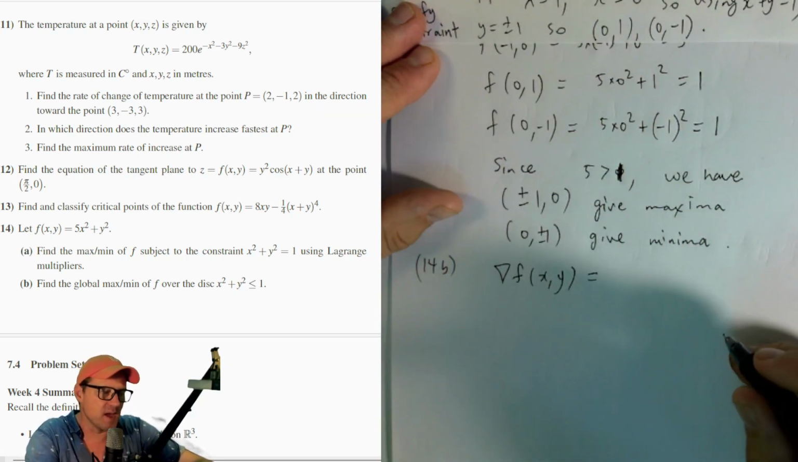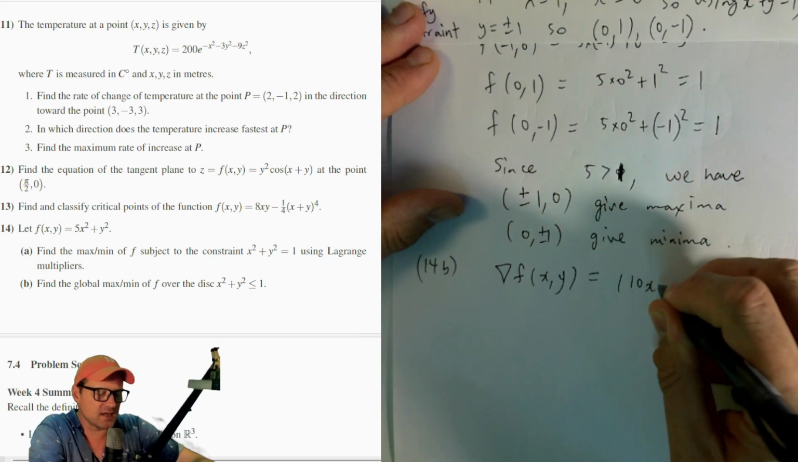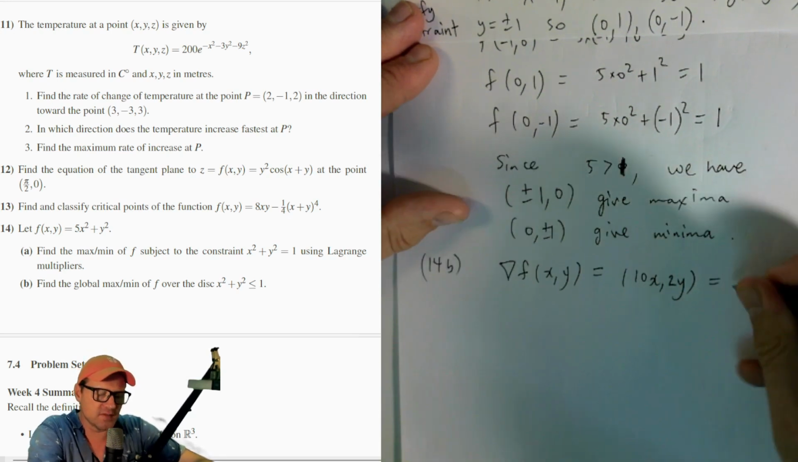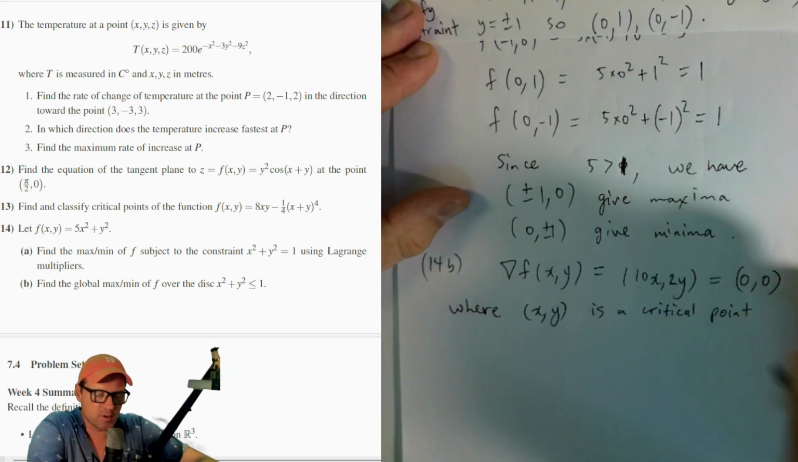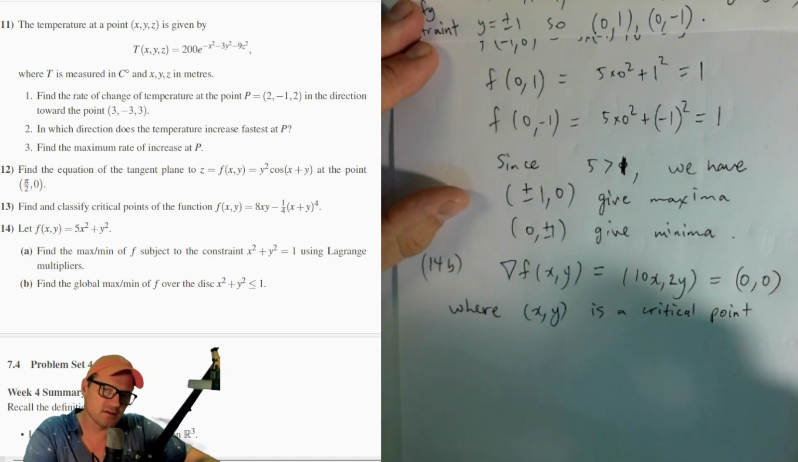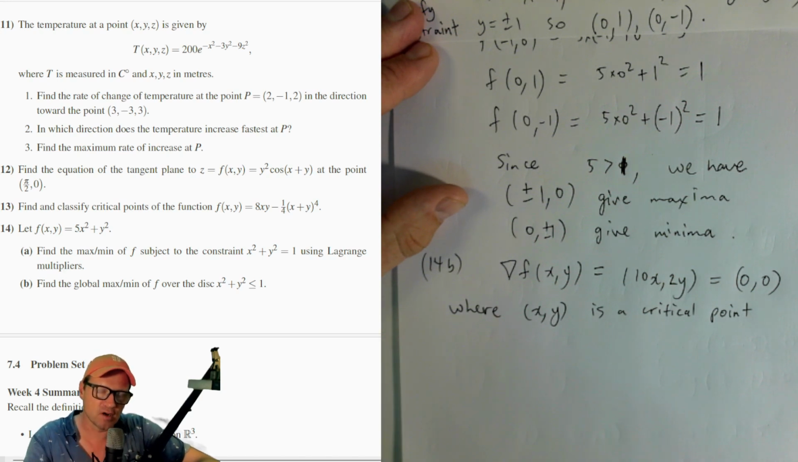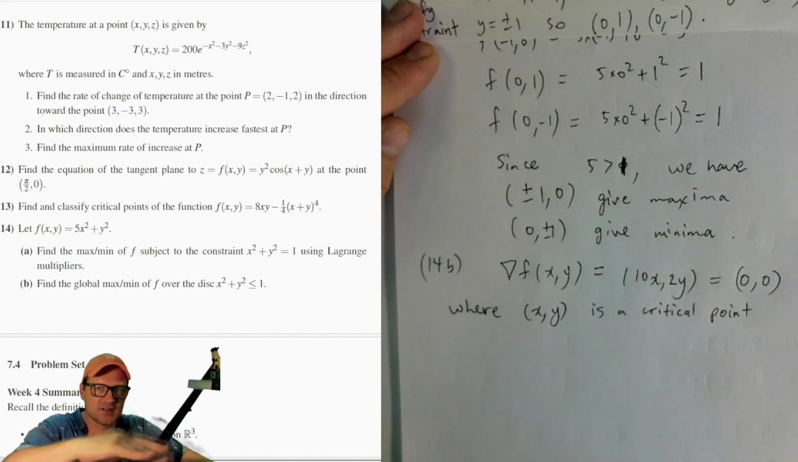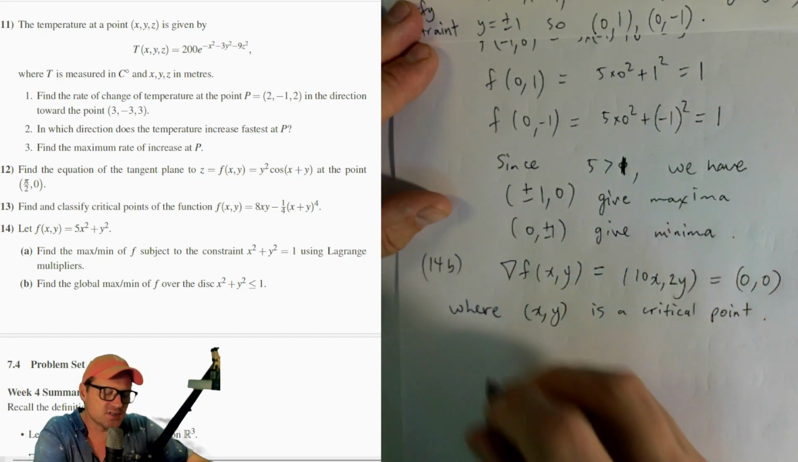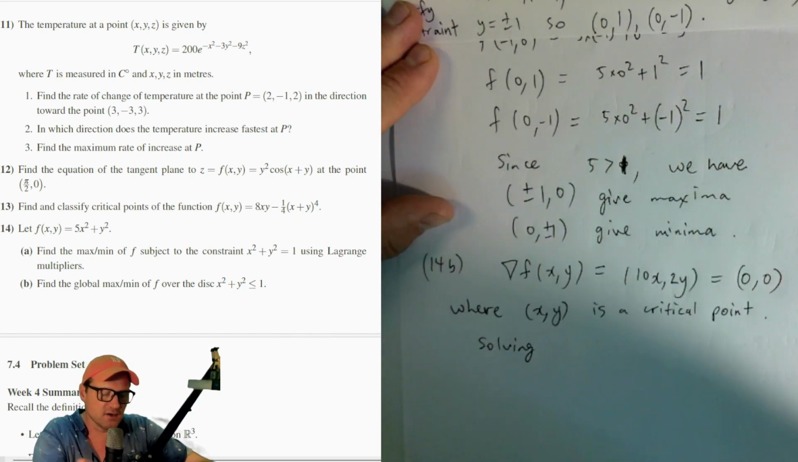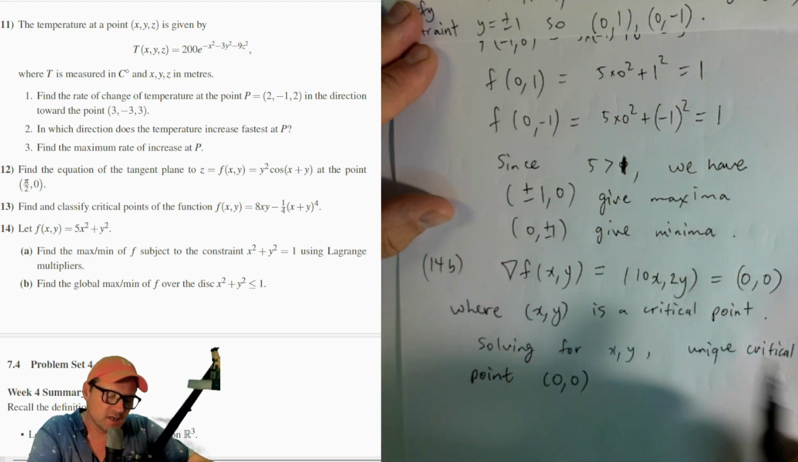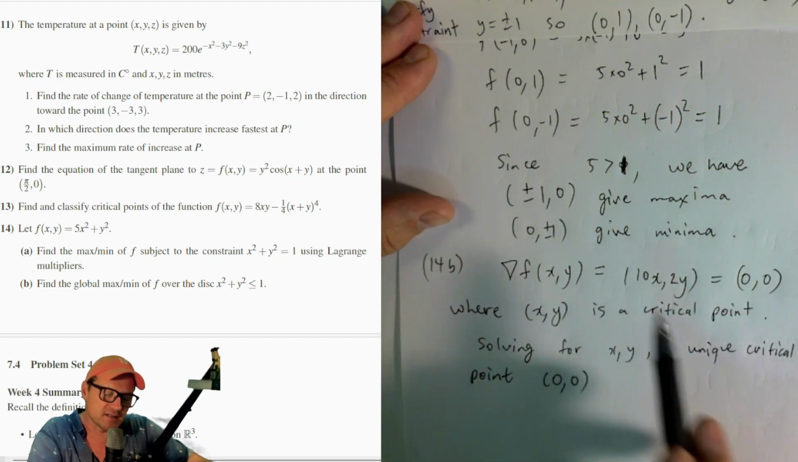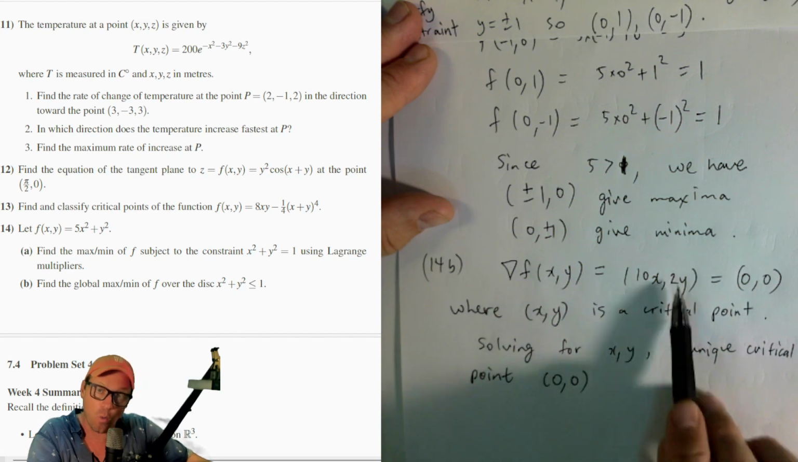So grad f, remember, was the vector (10x, 2y), and this is supposed to be equal to (0, 0) where we have critical points. And remember, critical point means it's either the top or bottom of a pyramid shape, so a sharp point, or a point where the tangent plane is horizontal. Okay, so solving this equation for x and y, we have the unique critical point (0, 0), because 10x equals 0 whenever x is 0 and 2y is 0 whenever y is 0.